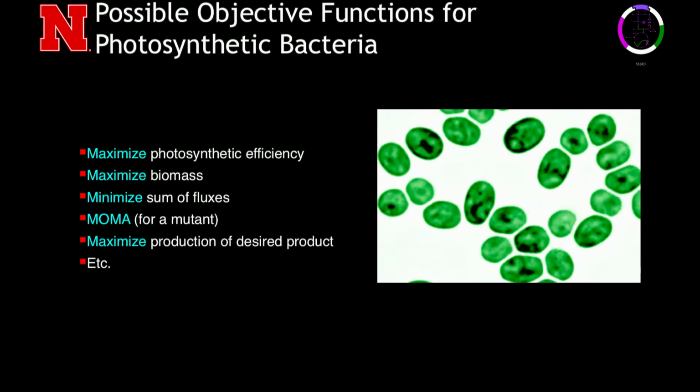All right. So, this is some suggestion, for a photosynthetic bacterium, what are the different objective functions we can test. It could be to maximize photosynthetic efficiency. Most of the time under the light phase, at least at the beginning of the light phase, that is true. It could be the maximization of biomass, minimization of the sum of the fluxes, and performing MoMA for a mutant. And the last one is pretty obvious: we would like to maximize the production level of a desired product.